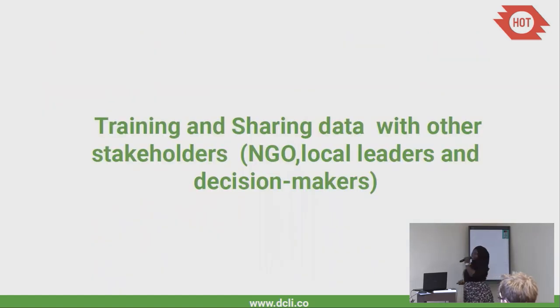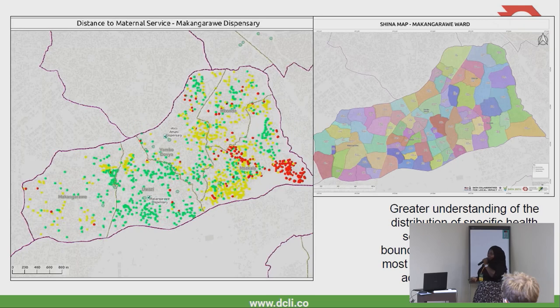But with all this data, what we had to do again, as I said, about the accessibility of healthcare facilities, it was not only Shina. We did some accessibility mapping also. For example, this shows how long women spend on the road to access healthcare facilities. Quickly I can say the red dots show women are spending a long time to access healthcare facilities, which could help the government or decision makers to make a quick decision on how to help women in this area.